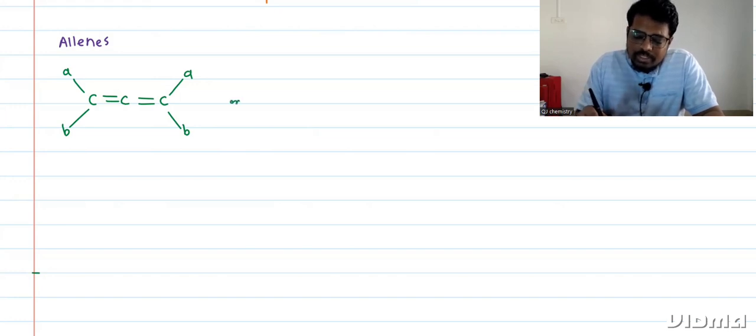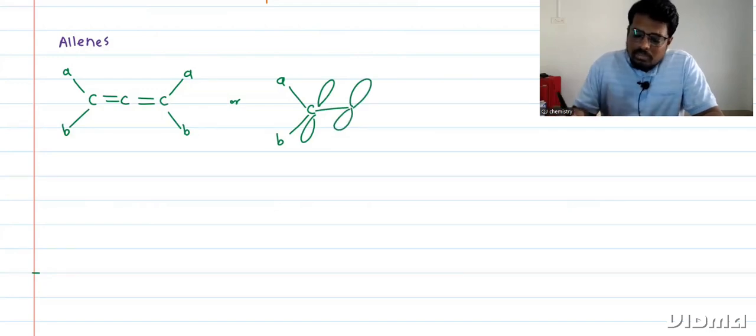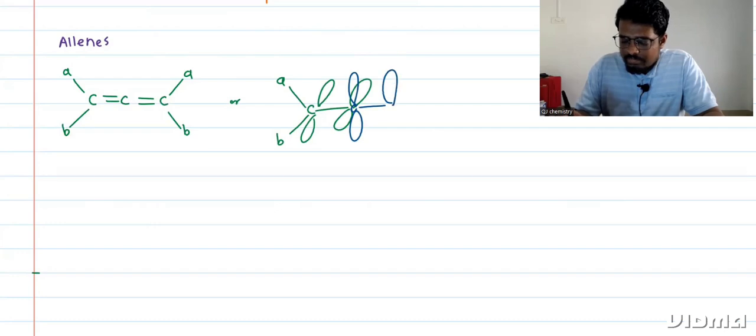So this compound can be written as ACB, where A and B lie in a plane. We have one pi bond, one more pi bond, p orbitals. And at the terminal end, we have one A atom which is present below the plane and one A atom above the plane, this type of system.